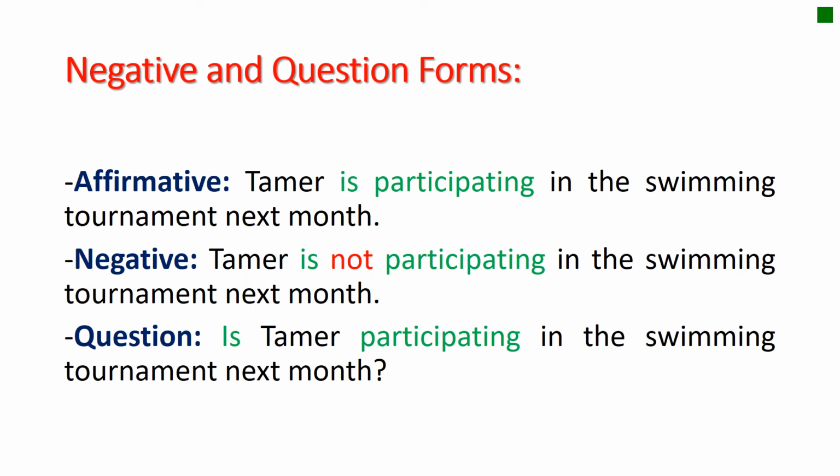Let's take a look at the negative and question forms. Affirmative: Tamer is participating in the swimming tournament next month. If I want to make this sentence negative, I just insert not between the verb to be, is, and the verb plus ing. Tamer is not participating in the swimming competition next month. Now, to make a question, we simply make a crisscross between the subject and the verb. Is Tamer participating in the swimming tournament next month?